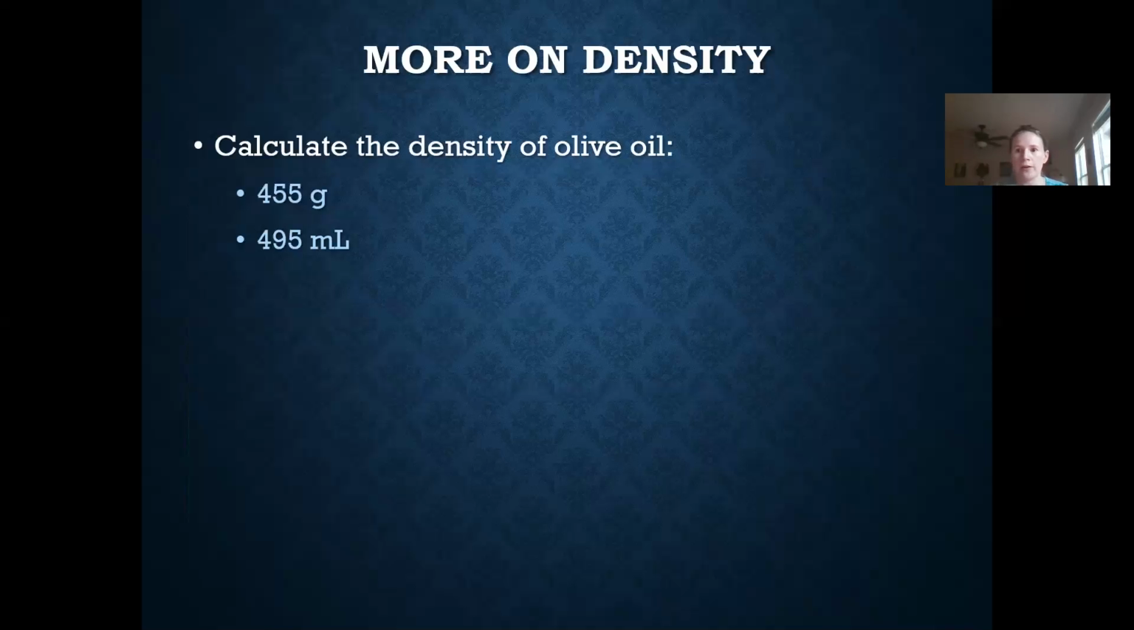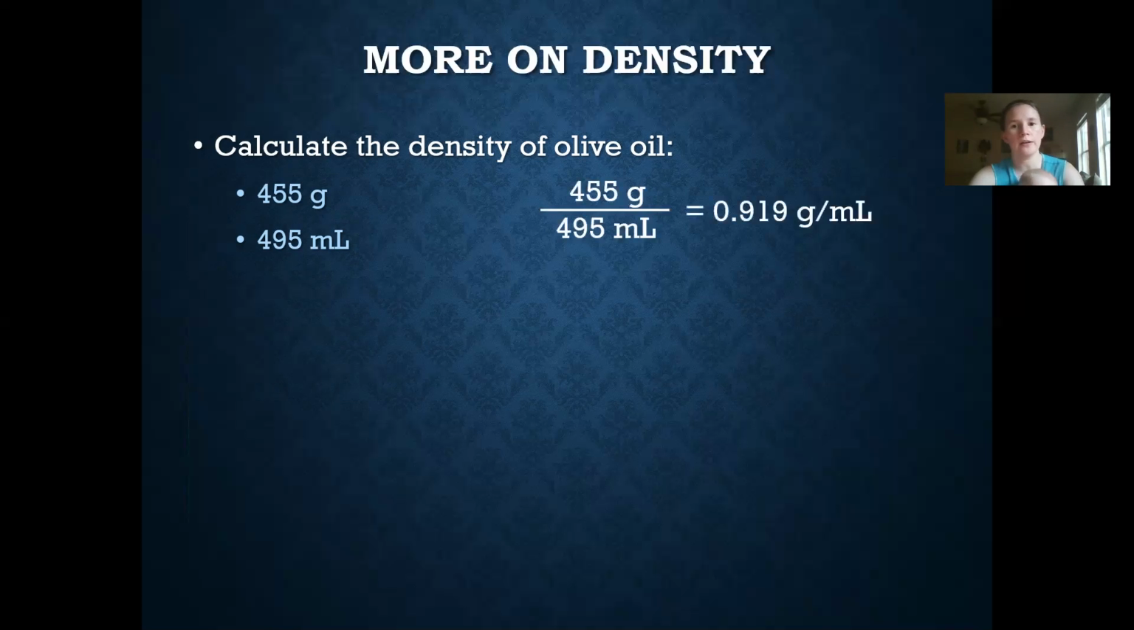So again, how do we calculate the density? We'll calculate 455 grams over 495 milliliters, because density is grams per milliliter, which means you simply divide the grams by the milliliters. And that gives us 0.919 grams per milliliter.